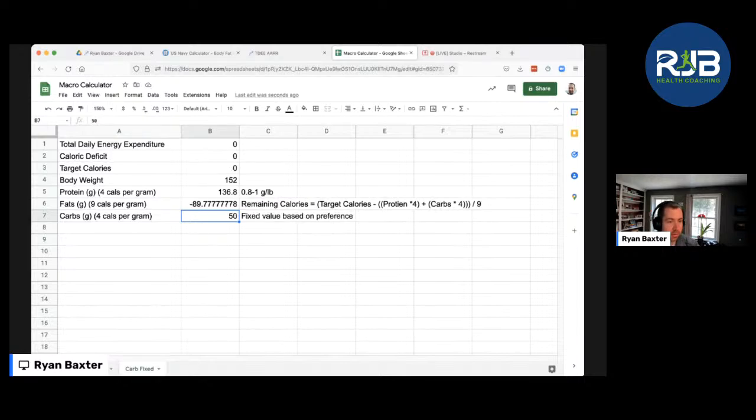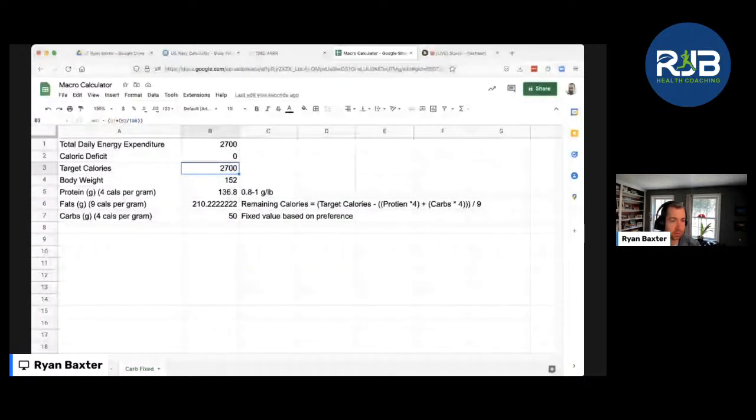Now, this all works very similar here when we look at your carb fixed amount. If you have a fixed number of carbs you want to eat, you're going to enter that to start with here. In this case, we'll target a ketogenic diet. We're going to fix carbs at 50 grams. Total daily energy expenditure, again, is 2,700 calories. I'm not going to enter a caloric deficit, so my target calories are 2,700 calories.